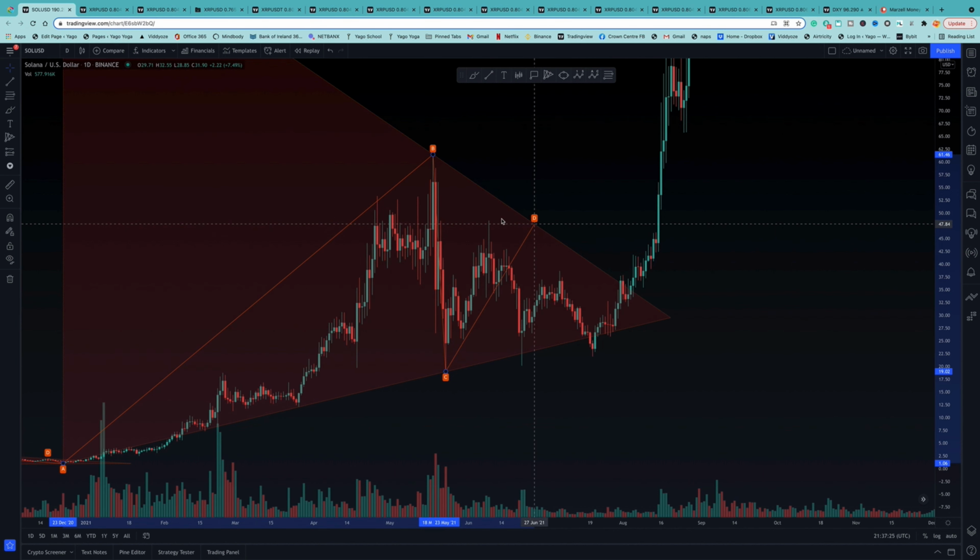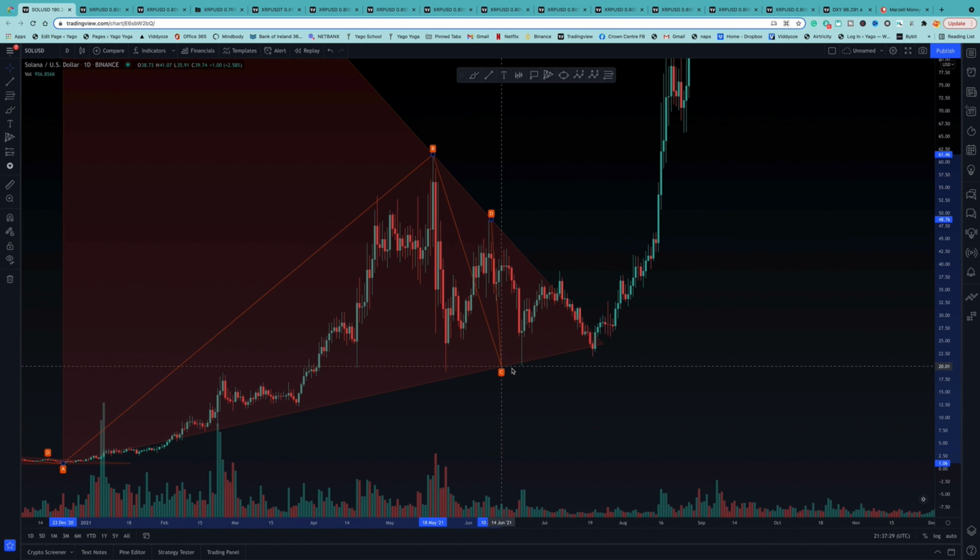So look, this one is showing itself. This one is showing itself, so I put it to here. Then this one shows itself.